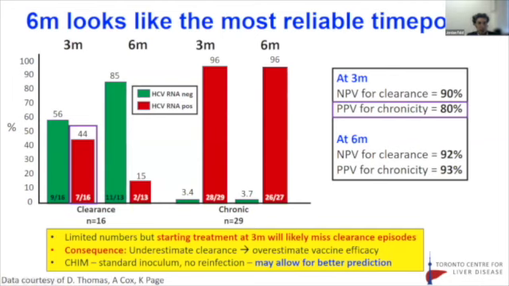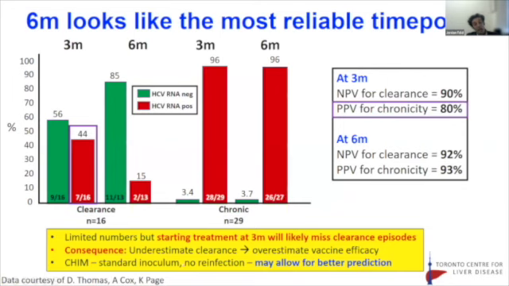So the concern is that although clearly there are significant caveats to these data, they're limited numbers, the sense is that starting treatment at 3 months will likely miss at least some spontaneous clearance episodes. The consequence of that, if a vaccine moves clearance forward, so it happens earlier, is that you'll underestimate the clearance rate and therefore overestimate the vaccine efficacy because you may have more people clearing by 3 months. So although this is certainly not perfect data, I think this gives us some pause about being confident at 3 months.